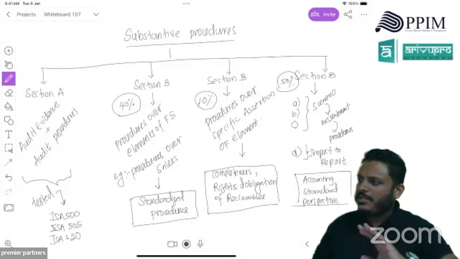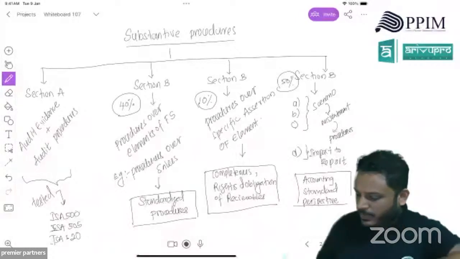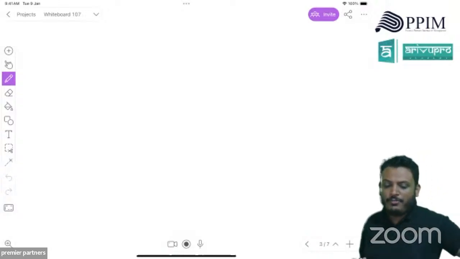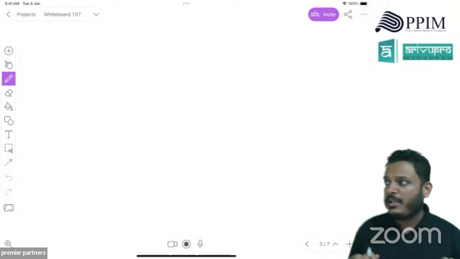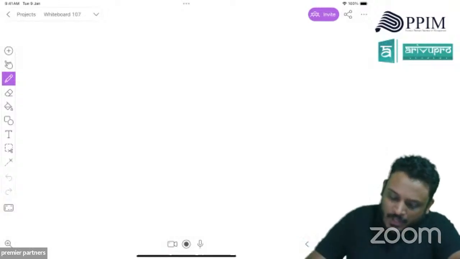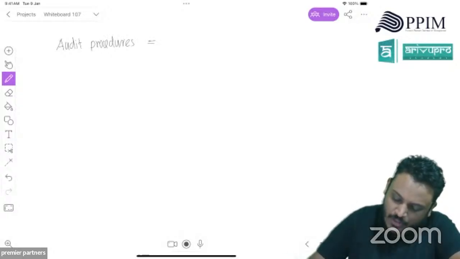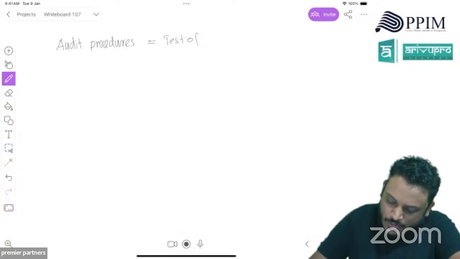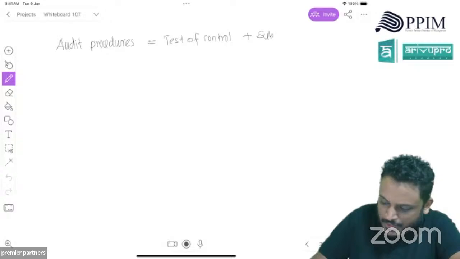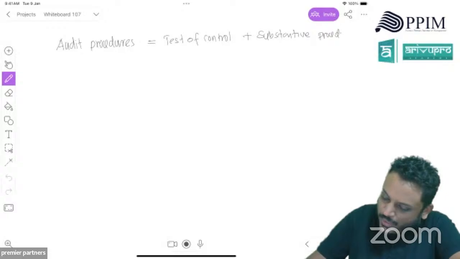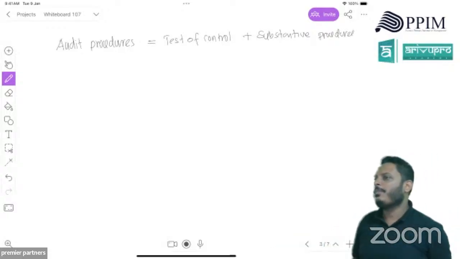Right. Now, students, I'll explain the verbs. Don't forget this for MCQ. This knowledge is very much important because there are a lot of questions on procedures, and this time also I'm expecting procedure questions. So it's like this. If the verb is audit procedures, that include test of control plus substantive procedures. Any question, if they ask audit procedures, you can write test of control procedures and substantive procedures.